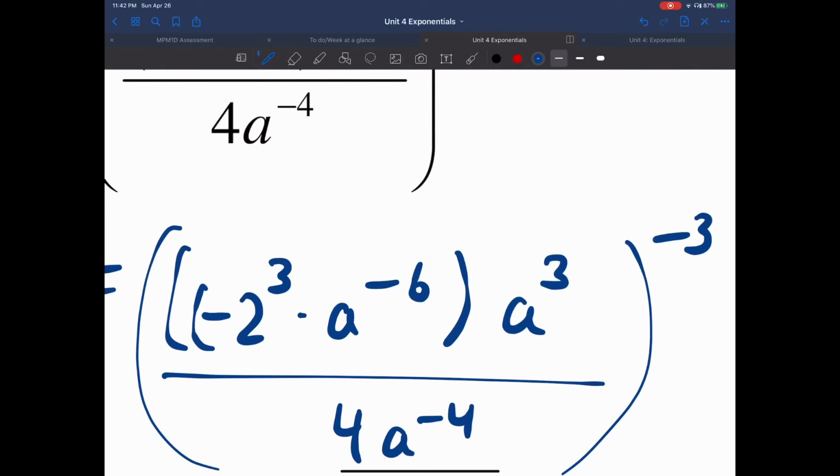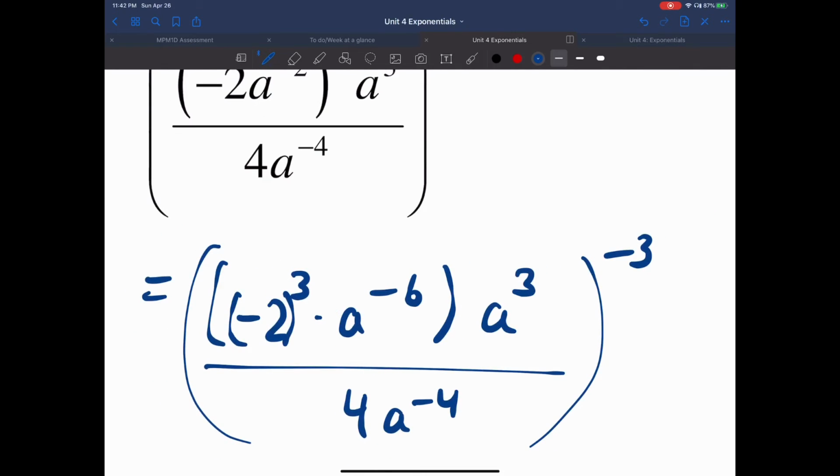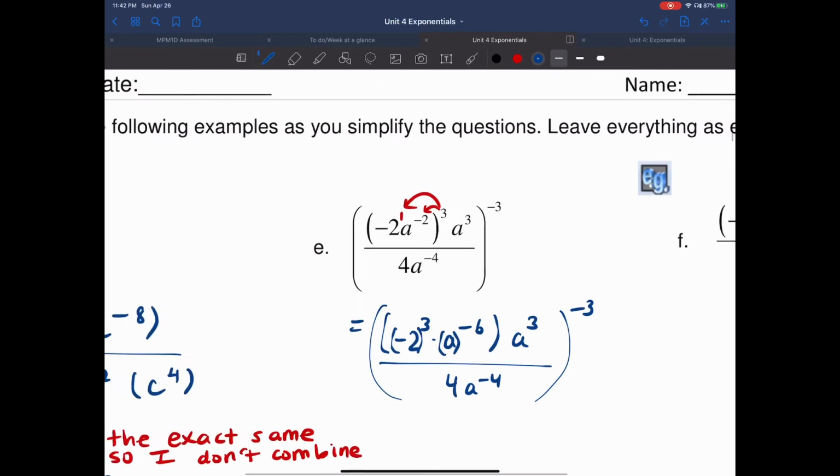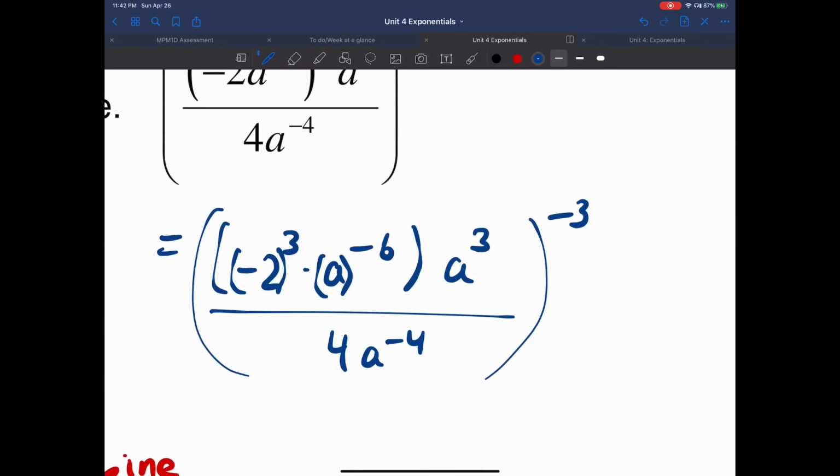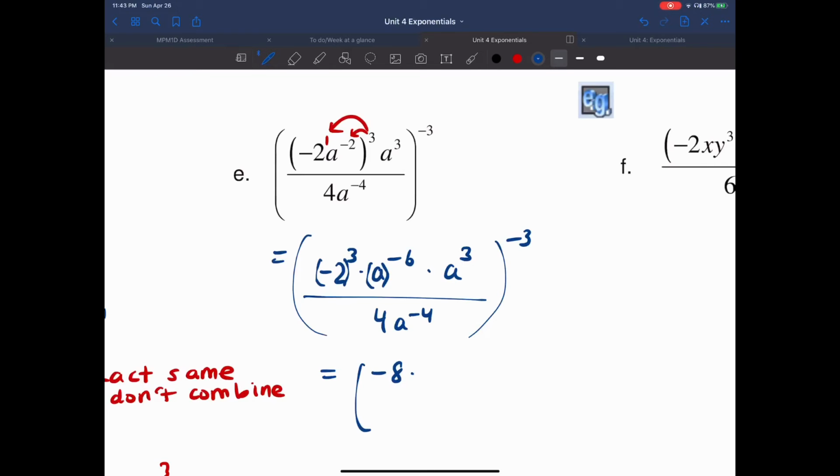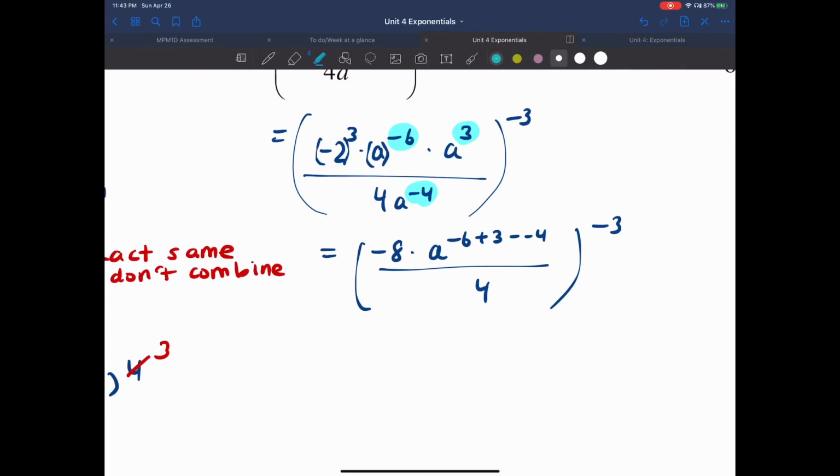So keep in mind, I could have put brackets within the -2 and gotten rid of the brackets on the outside of that part so that I'm really distinguishing the 3 different terms. Okay, I get -8, and I'm going to use the product and quotient rules to combine these exponents. And so I'll get a to the -6 plus 3, and I'll get -4 because that a^-4 is on the denominator. Leave that 4 in the denominator and have it all over exponent -3. I'm just highlighting how I'm combining those. They all have the same base.